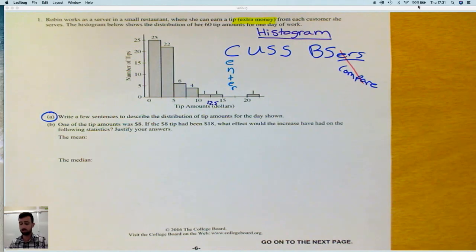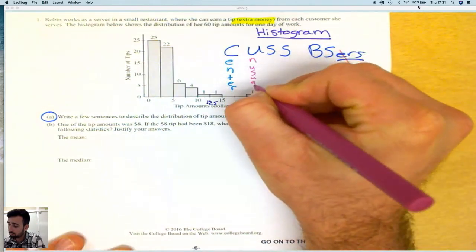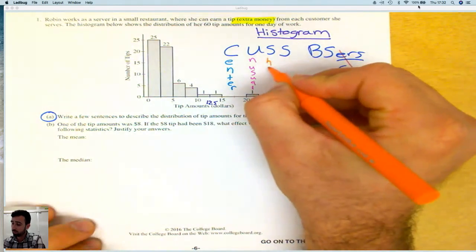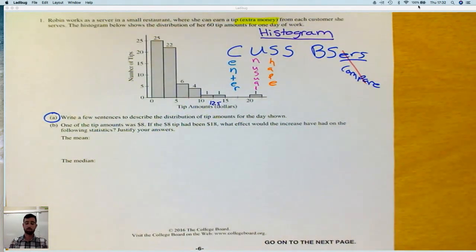Next, the U is going to be unusual. So anything unusual. So that's gaps, that's outliers. And again, we covered that in our last Fiveable session. So go back and watch that if you need a little help there. The first S is going to represent shape. So what's the shape of the distribution? We covered that in our last one as well.